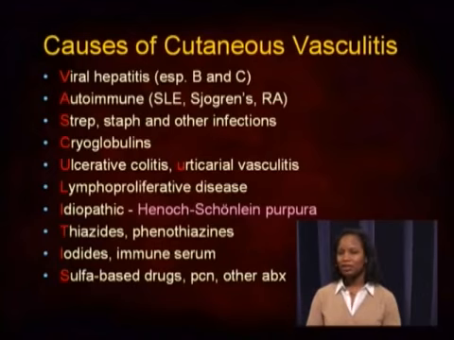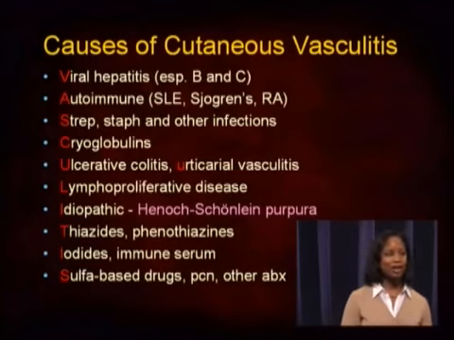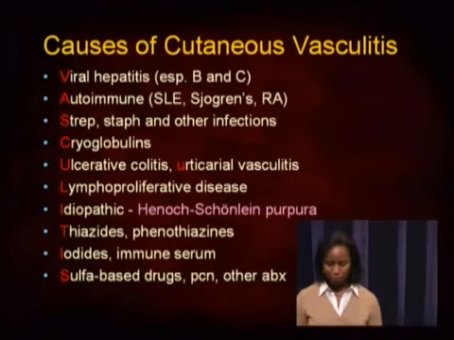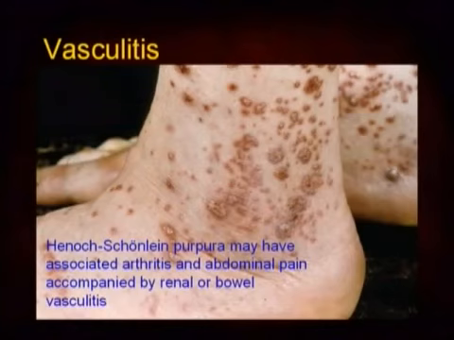Idiopathic fits in, is a pretty common scenario for vasculitis as well, and one of the things that fits into that category is Henoch-Schönlein purpura. So this actually is a patient who has HSP, and this is associated with vasculitis that typically begins on the distal lower part of the legs and ascends.